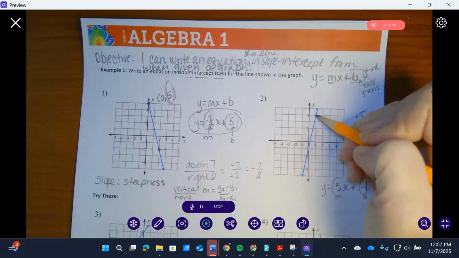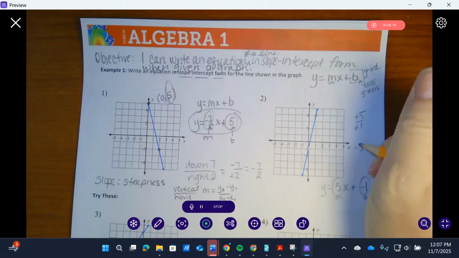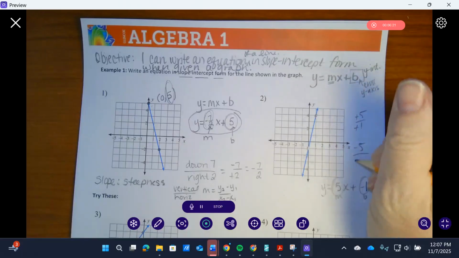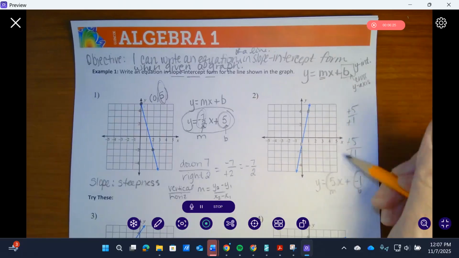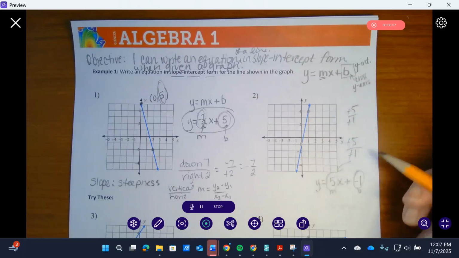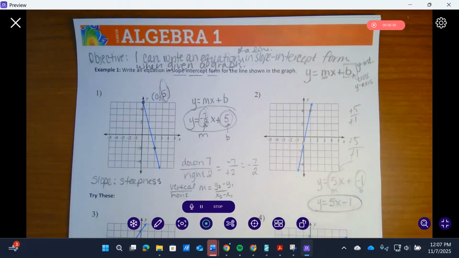Now, if I started here and went down to this point, that's fine. I go down 1, 2, 3, 4, 5, and then I go left 1. Either way, we get a positive 5 for slope. Now, I'm going to clean this up a little bit. I don't want to talk about adding a -1. I'm going to call that 5x minus 1. And that would be my final answer there.